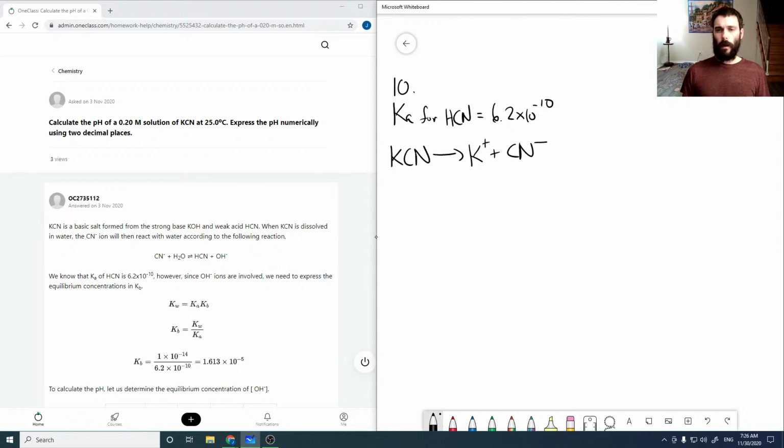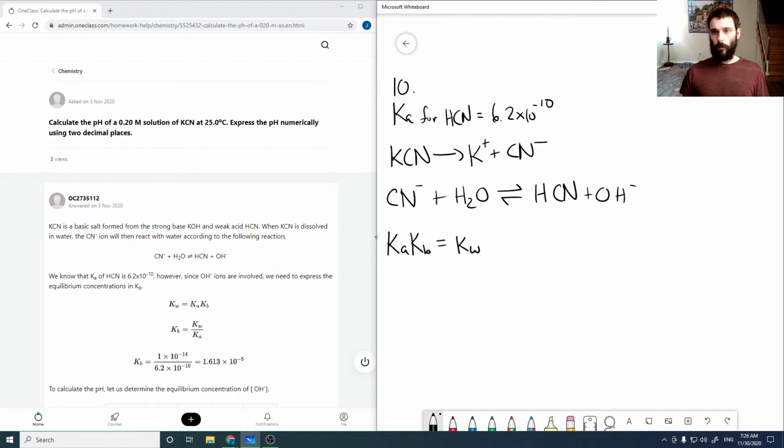Okay, now the cyanide ion is a base, so it reacts with water to give us HCN, which is our acid, plus OH minus. Now, given the Ka for HCN, we can get the Kb because the relation between Ka and Kb is Kw, where given a Ka for an acid, Kb is the equilibrium for the base.